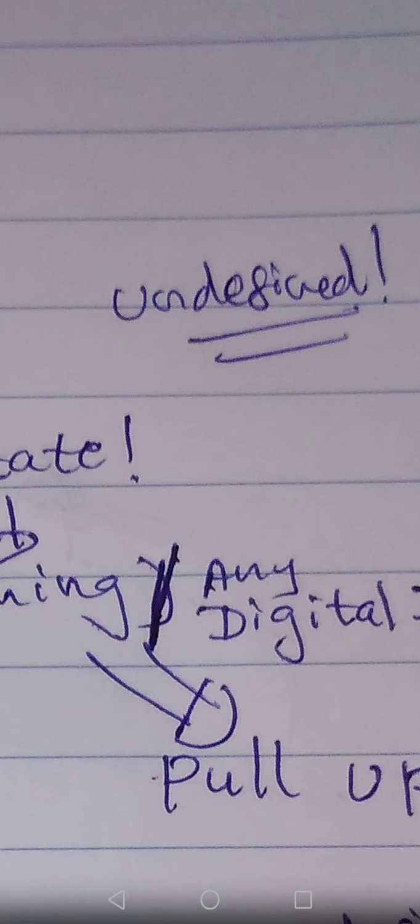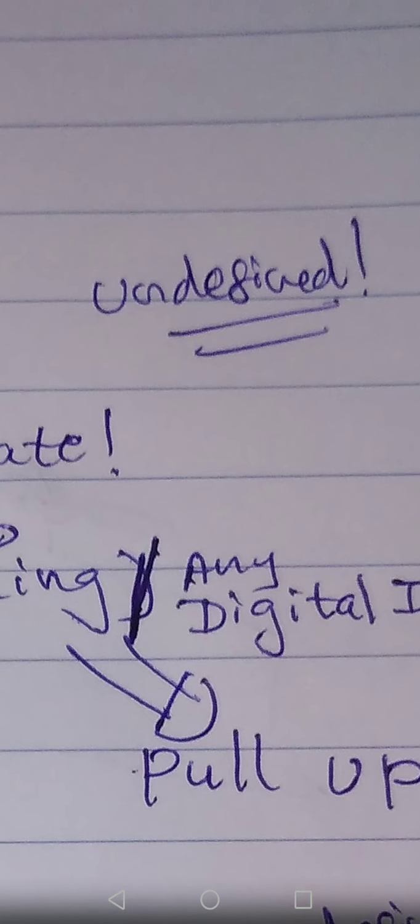If I show you a random Arduino Mega and ask you what the state of digital pin number 5 is, is it high or low? You don't know, because it's undefined. Nobody knows. You get the point.